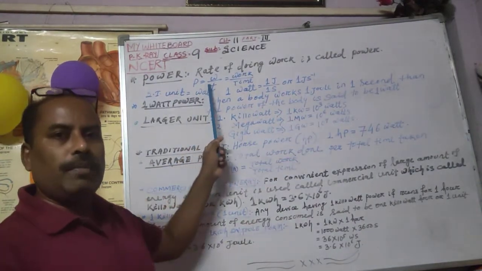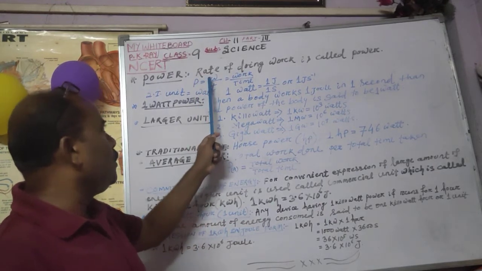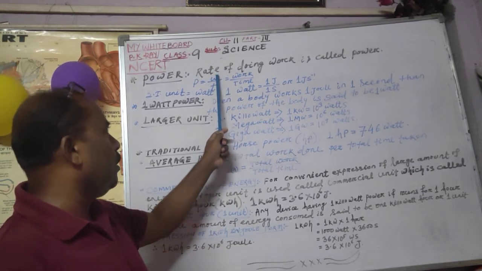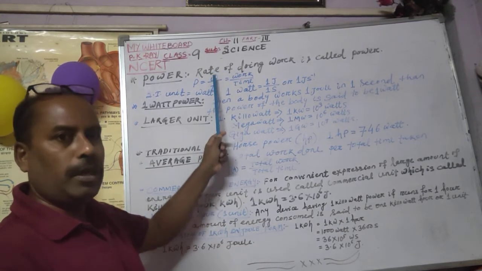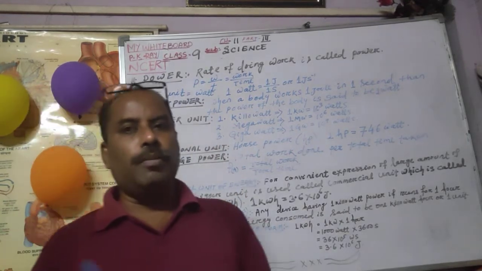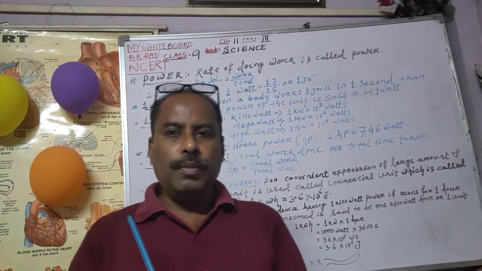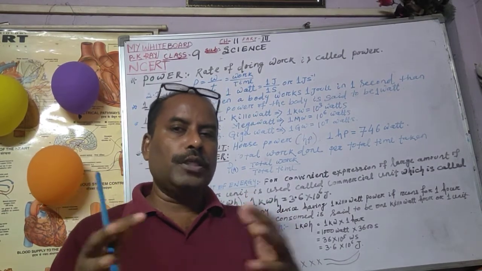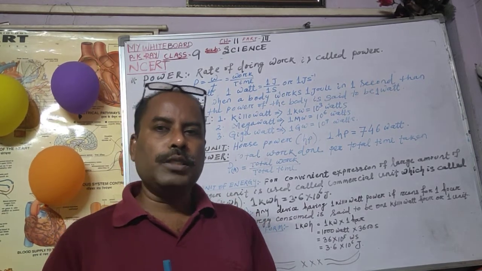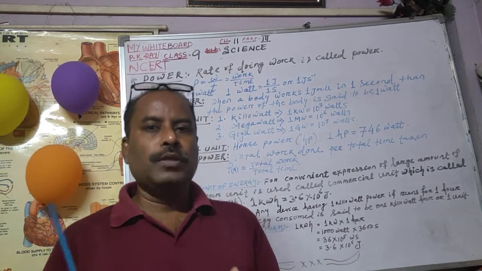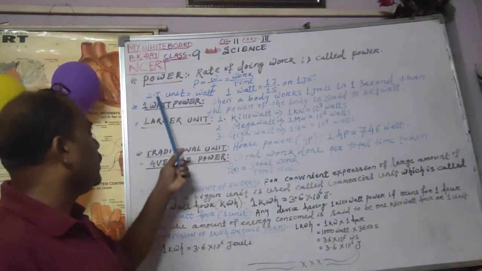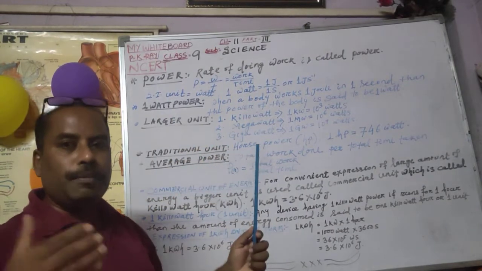So power is denoted by the letter P, and P is equal to work by time. Work is denoted by W, time is denoted by T, so P equals W by T. Once we get P equals W by T, we have to see how much power I have, or how much power the machine or device has. To express how much, we use a unit.